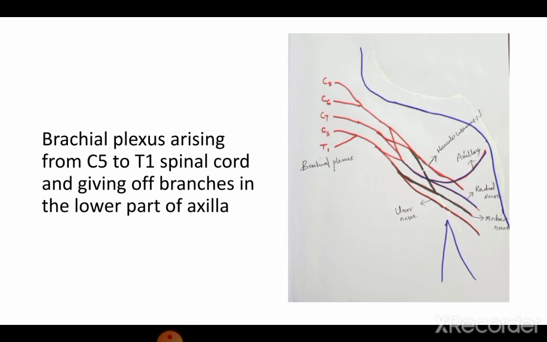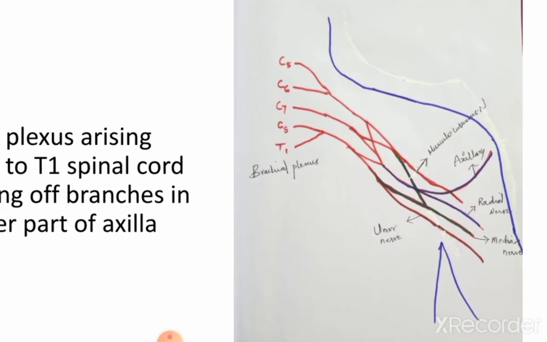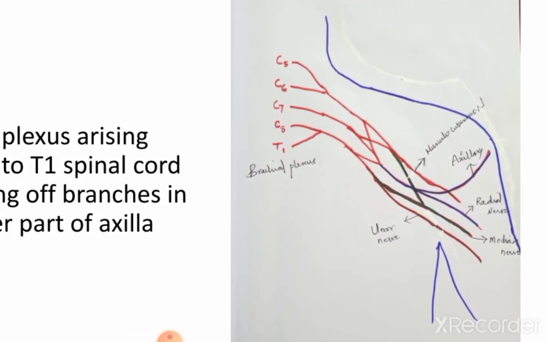And here this is how brachial plexus is arranged in our body. This is the cervical region and this is the thorax region. So this is the lower cervical vertebra and this is the thoracic vertebra. So here arises the brachial plexus and it passes below the clavicle, and at the lower part of axilla it is giving off its branches, and those branches are supplying our upper limb.